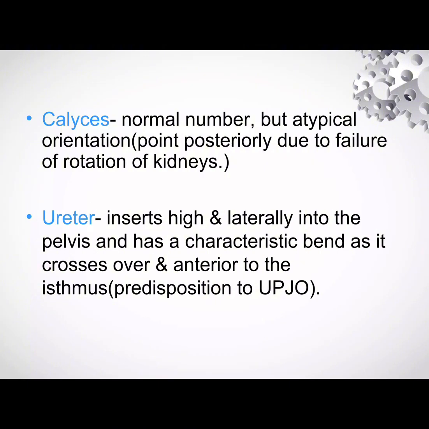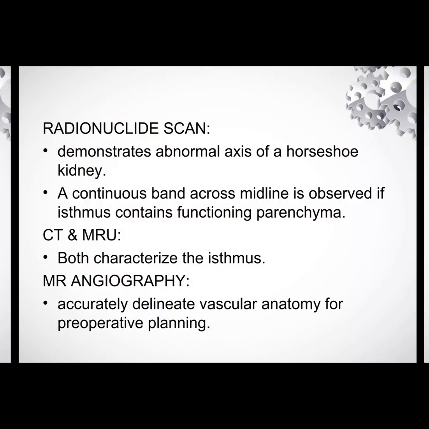And the other investigation for this is the renal nucleotide scan that will show two moieties with a band in between. We can also go for CT and MRU, and MR angiography can be done to properly document the vascular anatomy for preoperative planning.